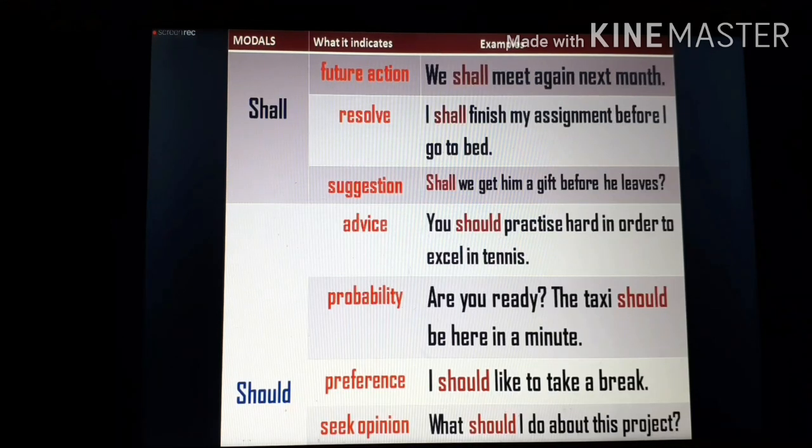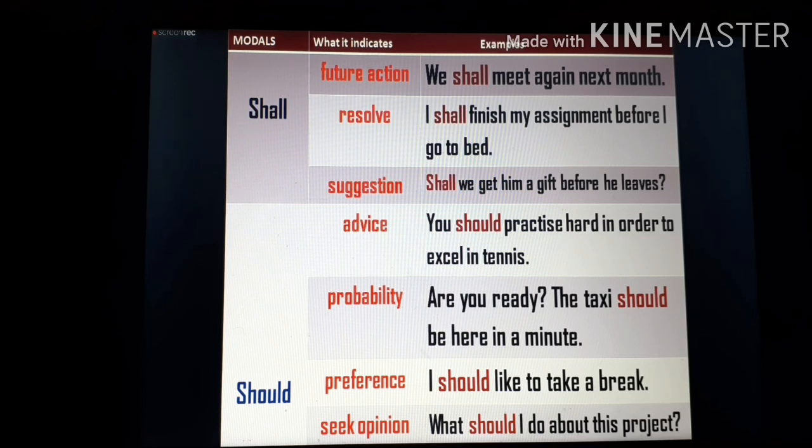Shall is used to express future action or to resolve anything or for suggestion. Example sentences: we shall meet again next month, expresses future action. I shall finish my assignment before I go to bed. This is a resolution. Shall we get him a gift before he leaves? So this is a suggestion in question.